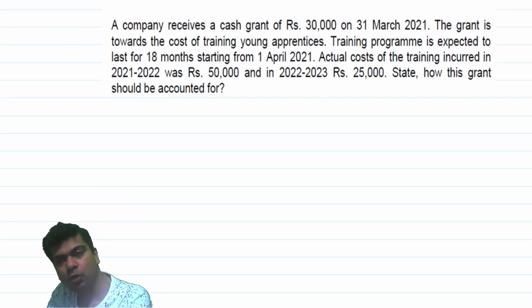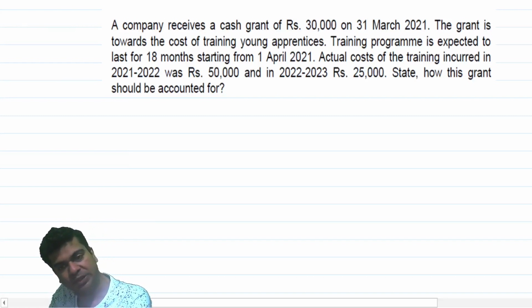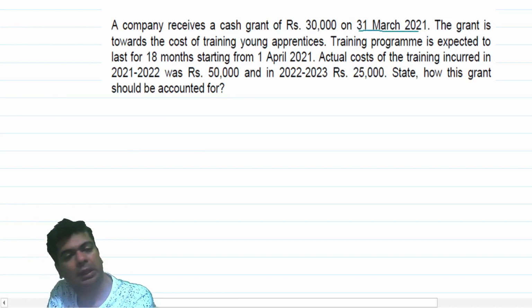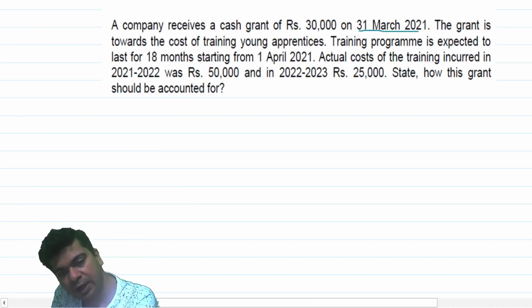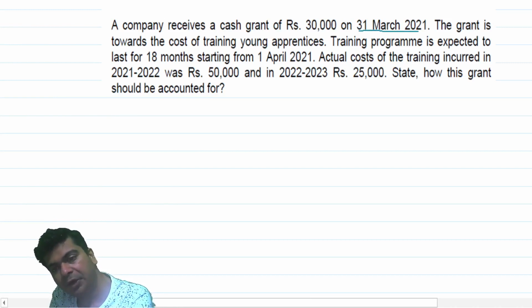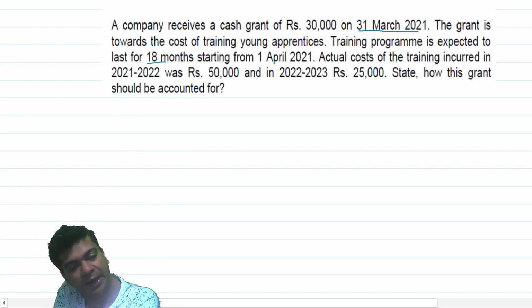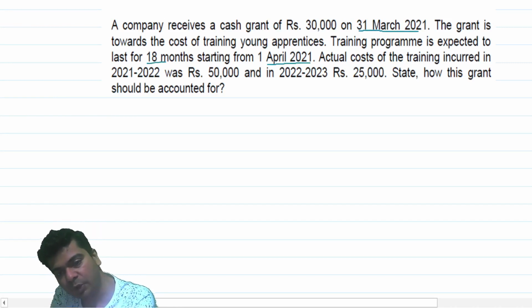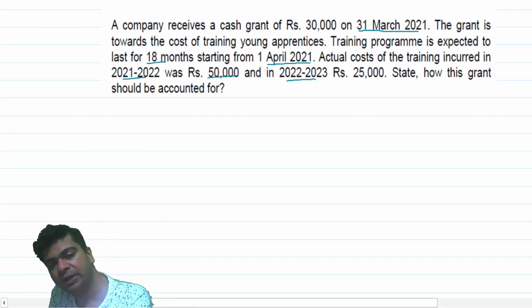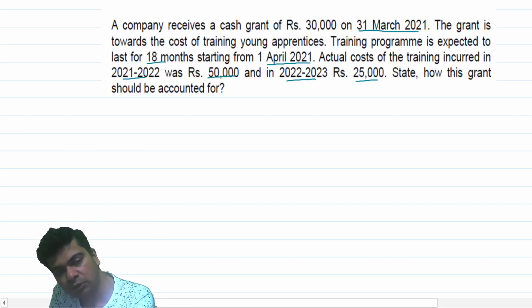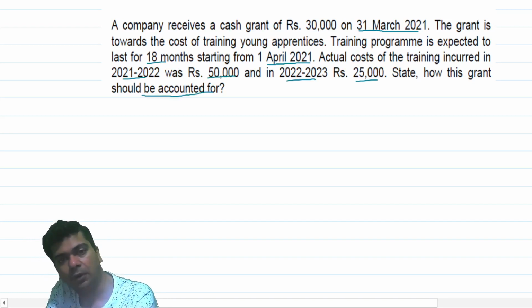Yeah, let's see one more question based on Ind AS 20. They are saying a company receives a cash grant of rupees 30,000 on 31st March 2021. Grant is towards the cost of training young apprentices. Training program is expected to last for 18 months starting from 1st April 2021. Actual cost of the training incurred in 2021-22 is 50,000 and 22-23 is 25,000. State how this grant should be accounted for.